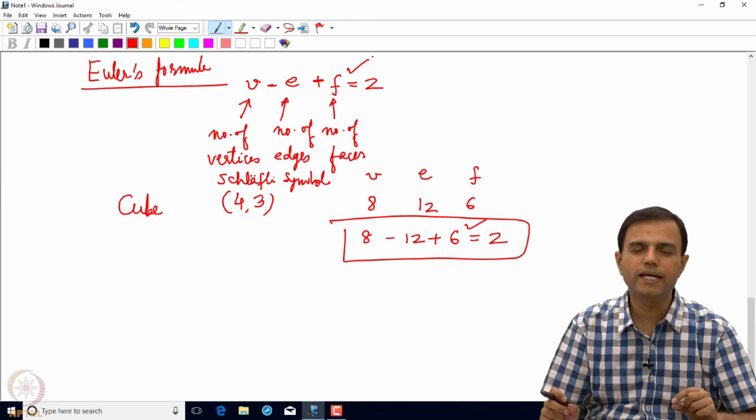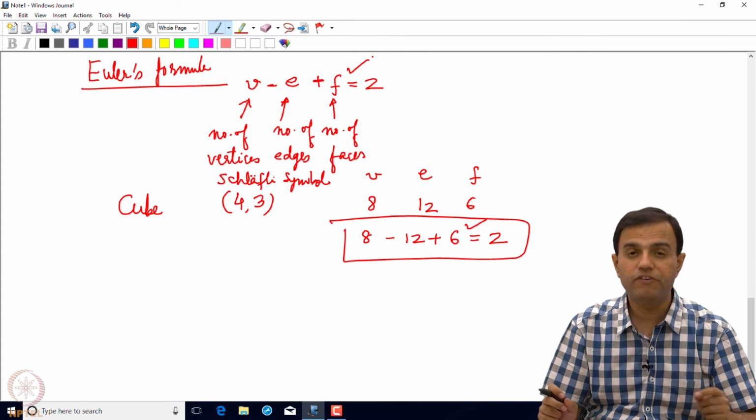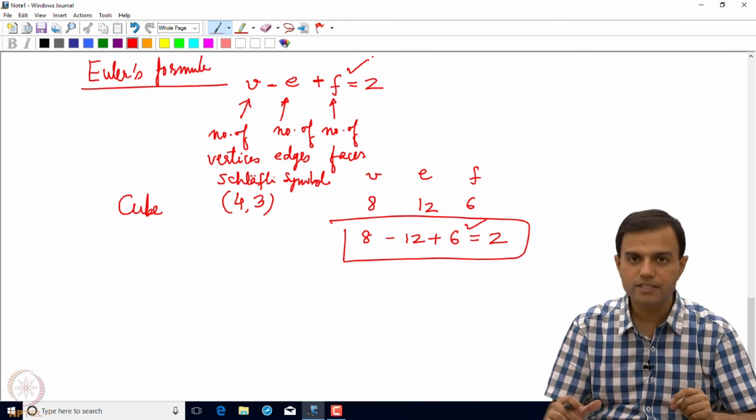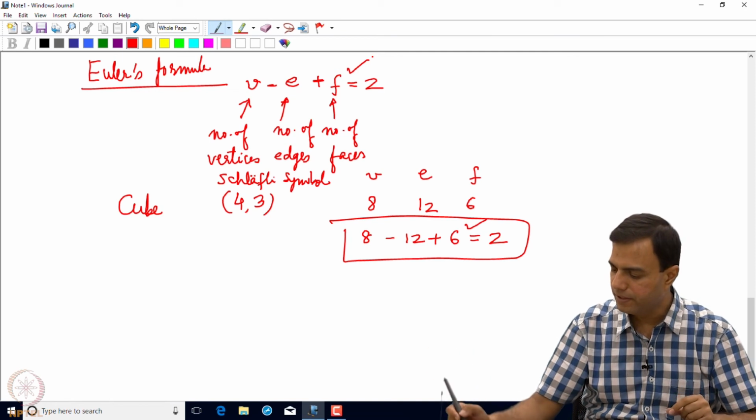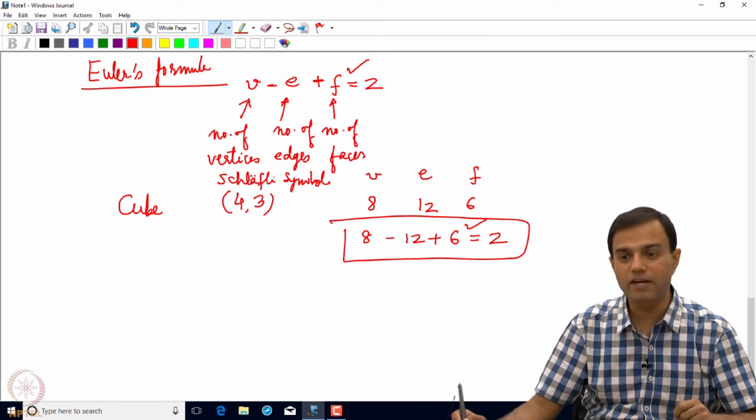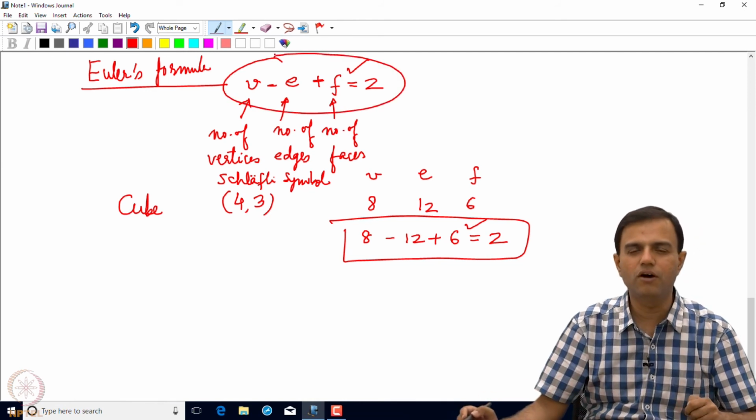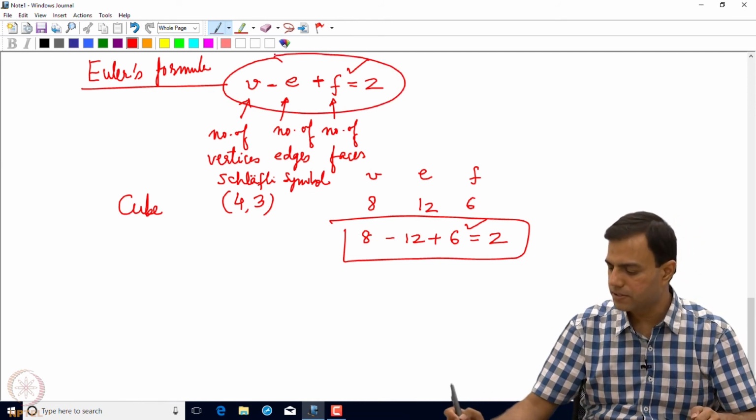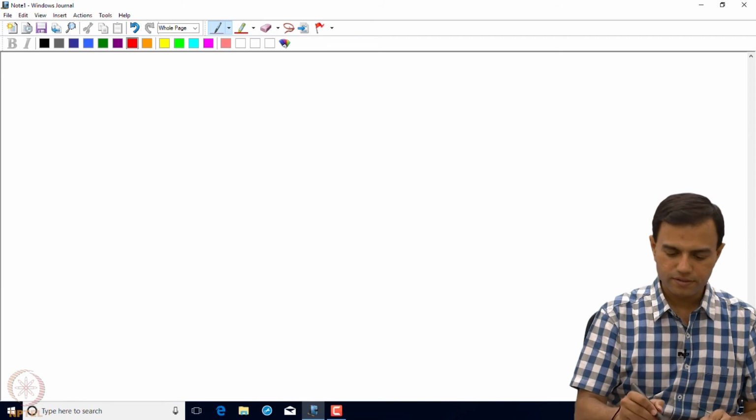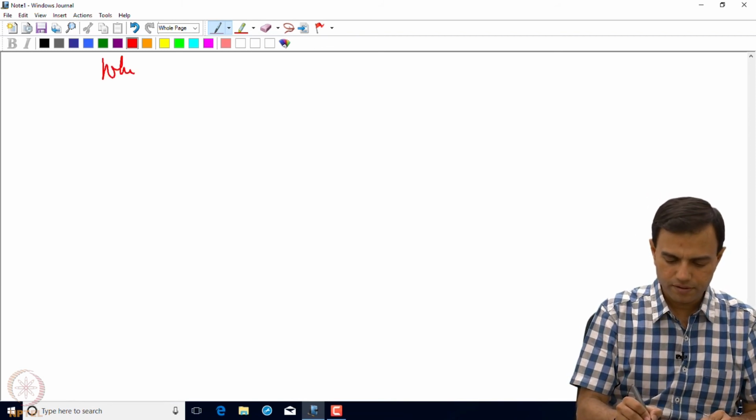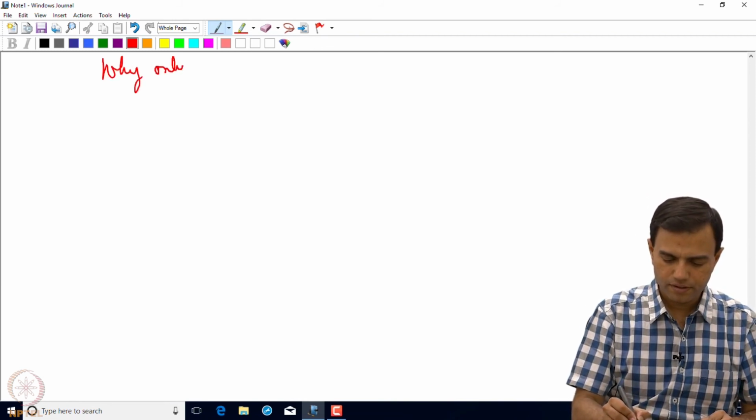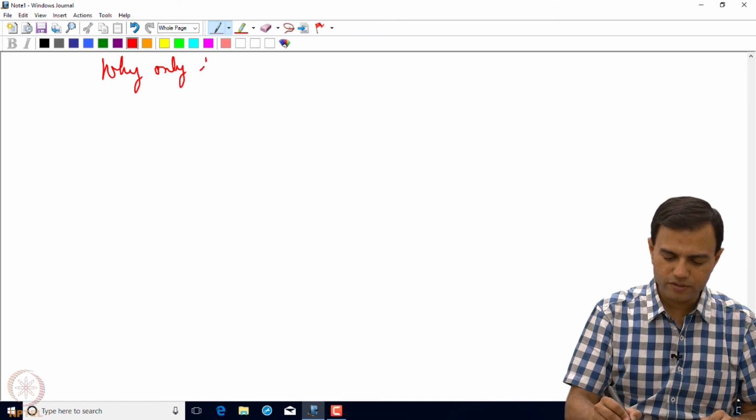So how to see that there are only 5 Platonic solids, as I said in the previous slide. The proof is very easy and very interesting. It is just a very nice interpretation of Euler's formula. So let me just do this. So why only 5 Platonic solids?